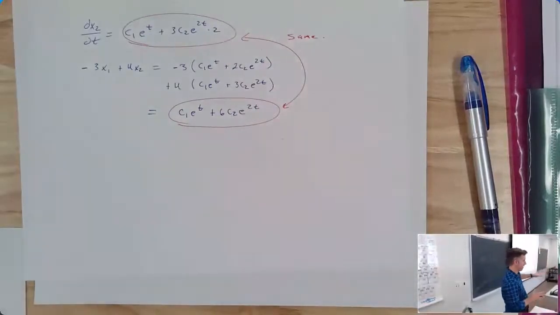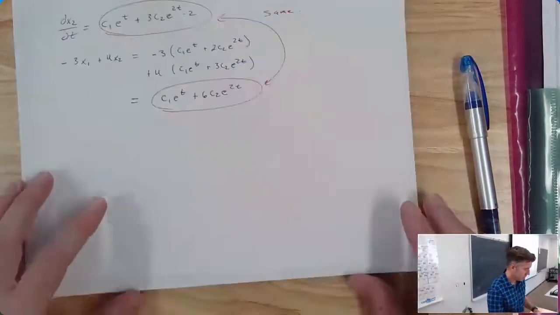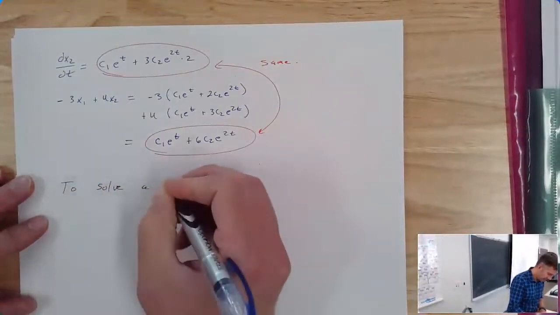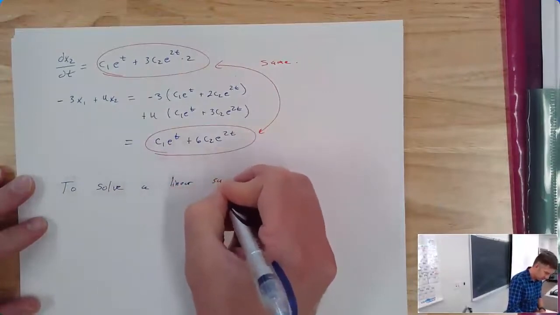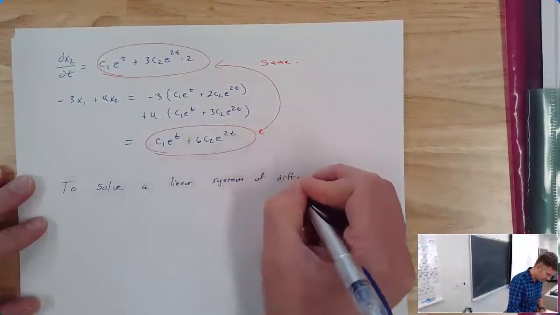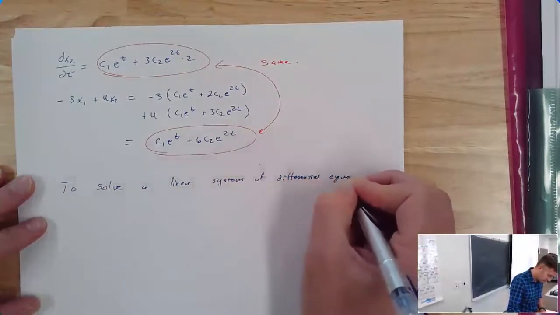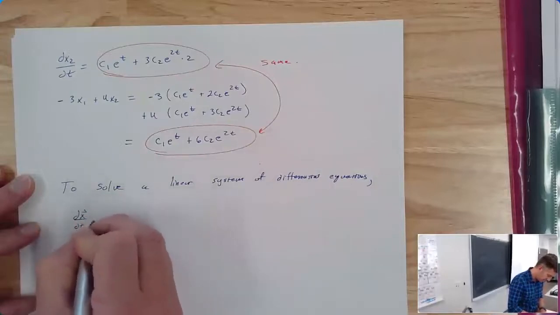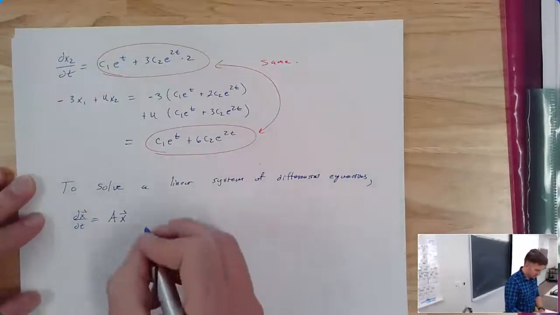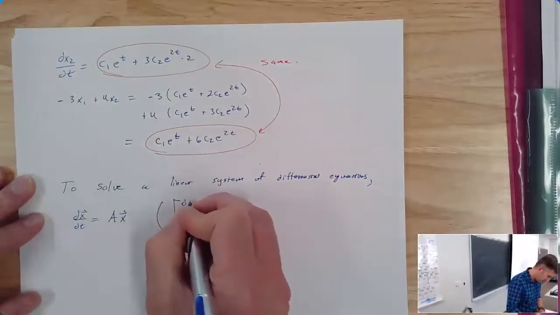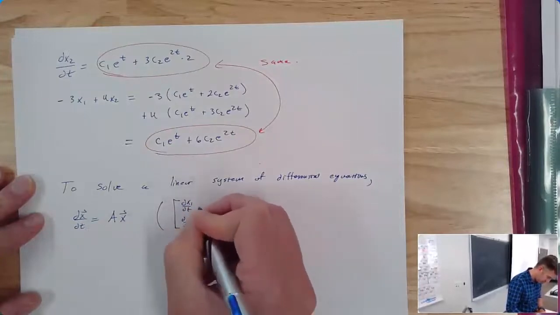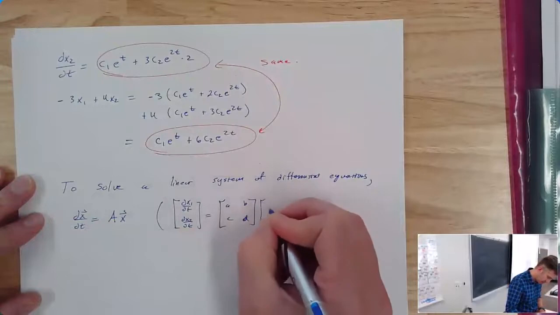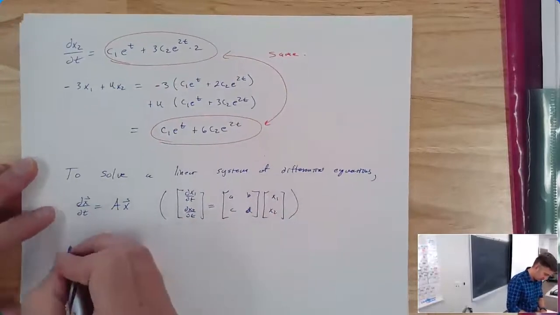Okay, so I know I've said a lot, but here's the point. The point is, once again, to solve a linear system of differential equations, that is dx/dt equal to some 2 by 2 matrix times x, or if you prefer writing it out the long way, dx1/dt, dx2/dt equal to A times x1, x2.